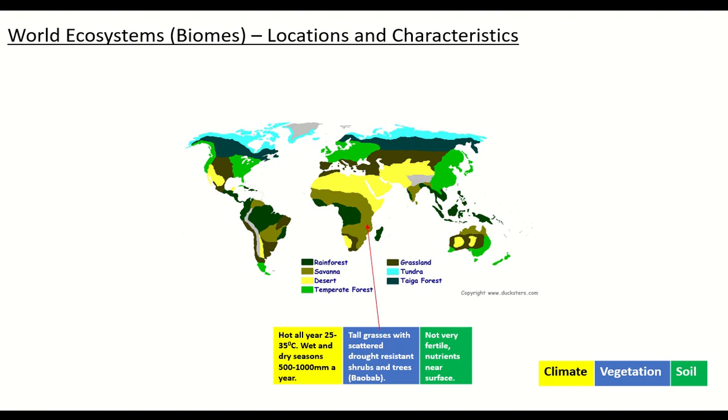So this topic begins looking at world ecosystems, or better known as biomes, and more specifically we're looking at where they're found, which you can see on the world map here, but also their characteristics. What we mean by characteristics is their climate, so the amount of temperature and precipitation you might expect to see there, vegetation, how much and what type of vegetation you would find there, and the soil type, whether it's very fertile or infertile. So we'll start off looking at savannas or tropical grasslands.